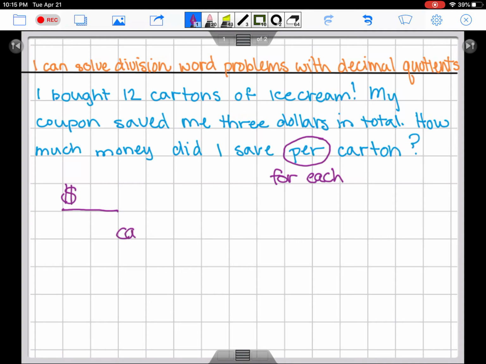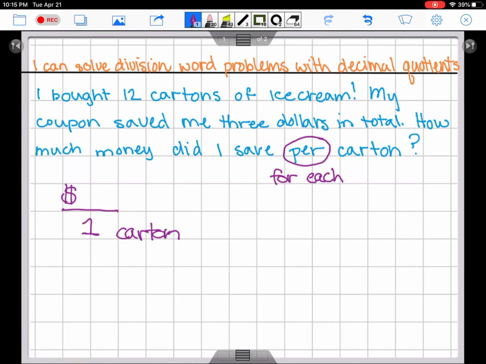It says, how much money did I save per carton? That means money's up here and cartons are down here. And we want to know per carton. Does it really say cartons? No. It says carton. That tells us that they want to know for one carton, how much money did we save? So something to think about when you see that per, you can put for each, or if you see a division problem that says for each carton or for each gallon, that tells you right away what's going to go there.